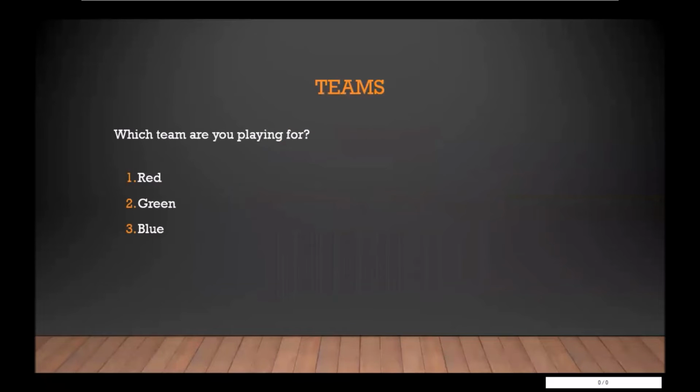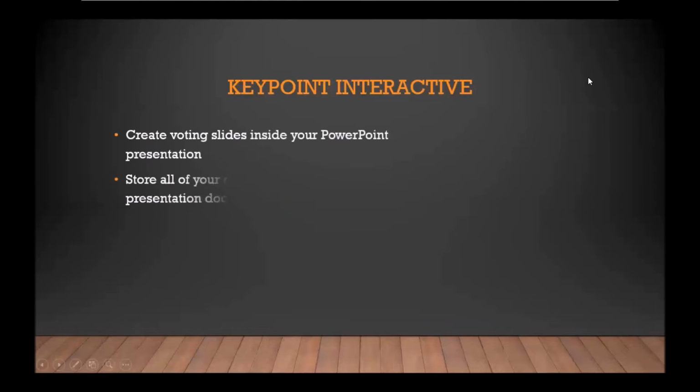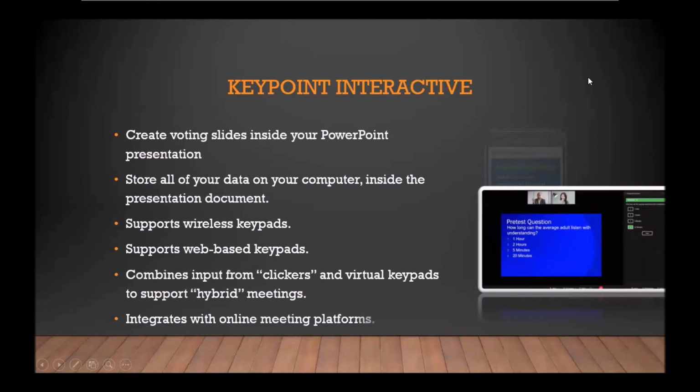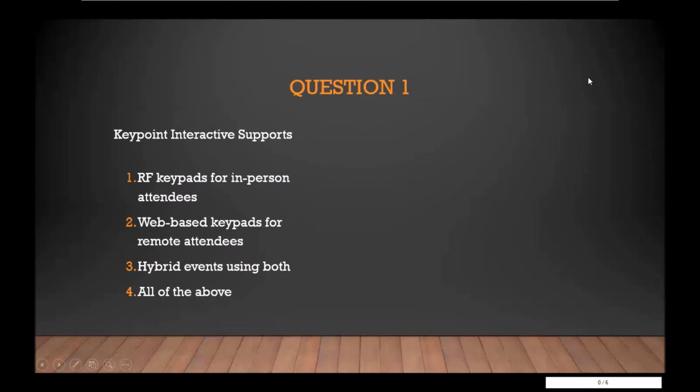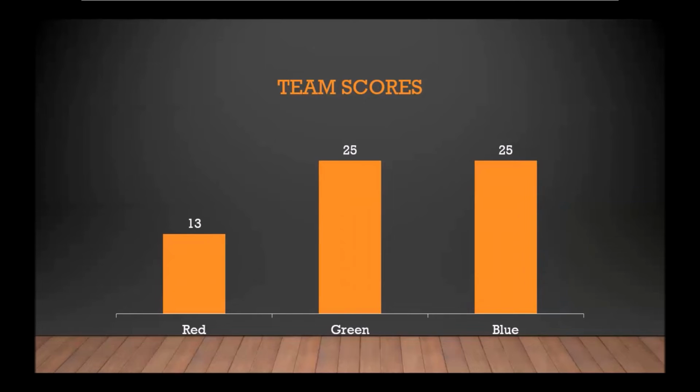Stepping through the presentation, we get to our first question, and I'll put in some data. We see that I balanced my teams evenly. We'll just skip through my lecture slide because you've seen this several times at this point. Now on to our question slide. I'm going to throw in some votes. Okay, we see that one of my participants thinks that it's web-based and everybody else thinks it's all of these. Let's take a look at the team scores. The red team got 13 points and the other 2 teams got all 25 points. Okay, that worked pretty well.